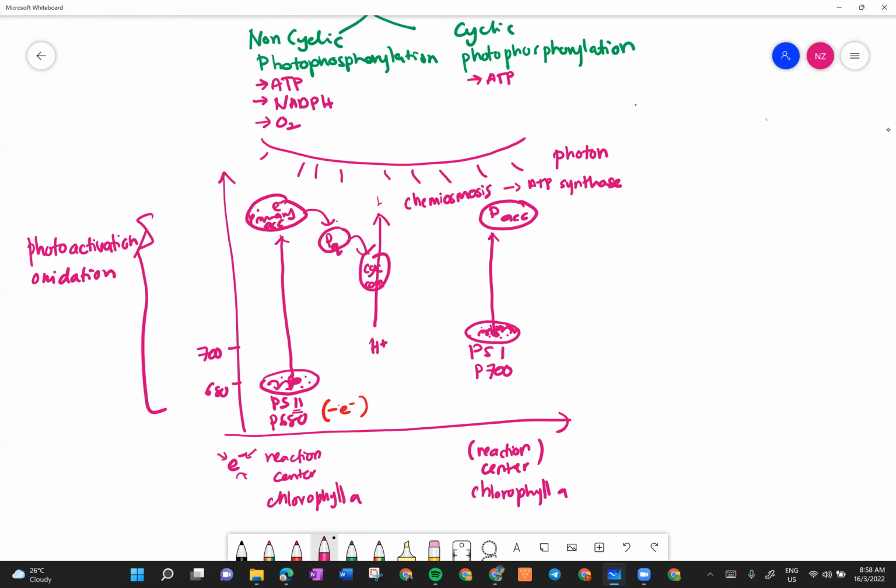Secara tak langsung, dia akan stimulate this ATP synthase to phosphorylate ADP. Okay, phosphorylate maksudnya kita tambahkan fosfat. Okay, phosphorylate ADP, hence dia akan jadi ATP. So that's why dalam nota you akan nampak dekat sini dia akan hasilkan ATP. It is due to chemiosmosis and proton motive force yang stimulate ATP synthase to phosphorylate ADP to form ATP.